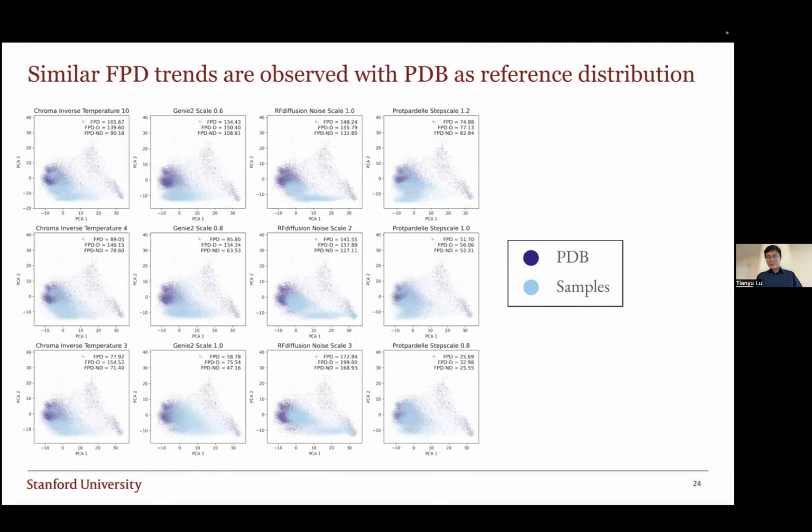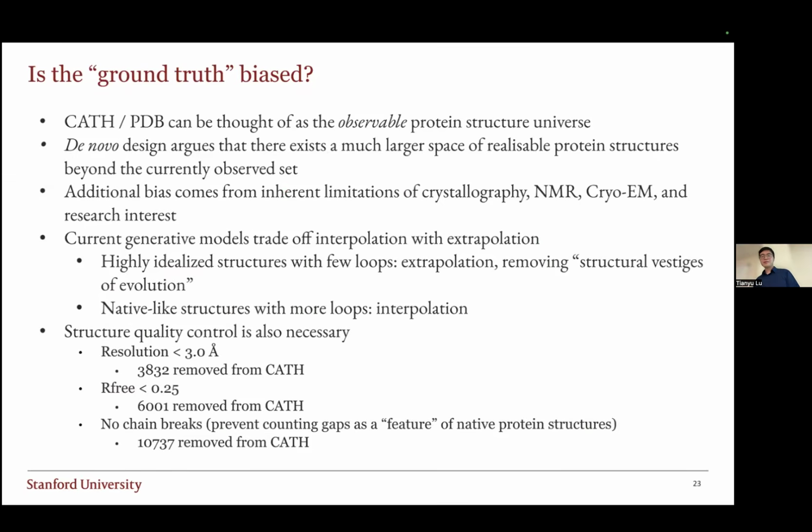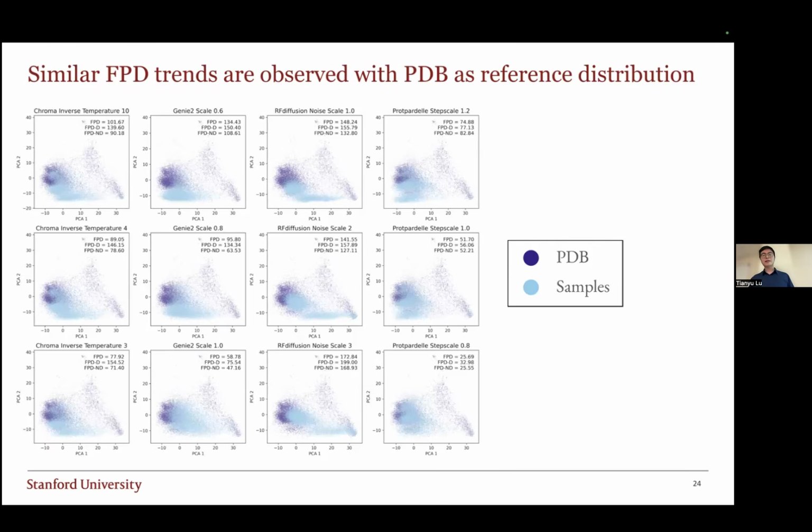So the question of what if your ground truth is biased? Well, let's just change the ground truth to another distribution. We did CATH, which was the first ground truth we tested, and we switched it to the PDB. This is a cluster version of the PDB, and these are not split by domains, unlike CATH. Again, with a different ground truth, we observe similar trends in the FPD. This is just to confirm that the trends we observed with CATH as the ground truth are real.